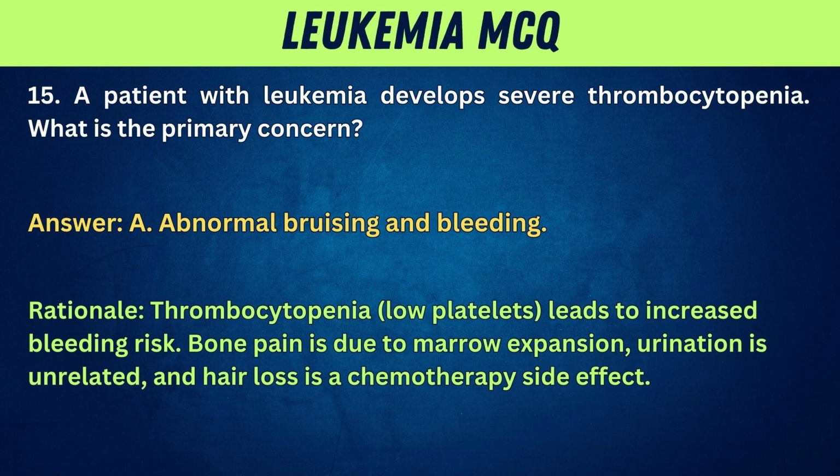Rationale: thrombocytopenia, low platelets, leads to increased bleeding risk. Bone pain is due to marrow expansion, urination is unrelated, and hair loss is a chemotherapy side effect.